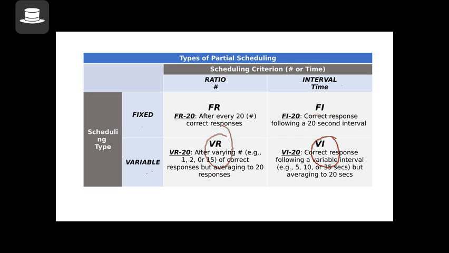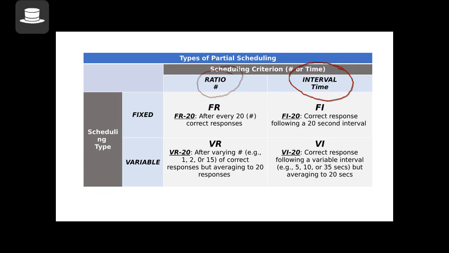As we discussed earlier, the partial reinforcement is only reinforcing some responses, say of pressing the lever. The question is, on what basis? The scheduling criterion can be based on either the number of responses or the time. If it is based on the number of correct responses, that scheduling is called ratio. If it is based on the amount of time that's elapsed, then it's called interval.